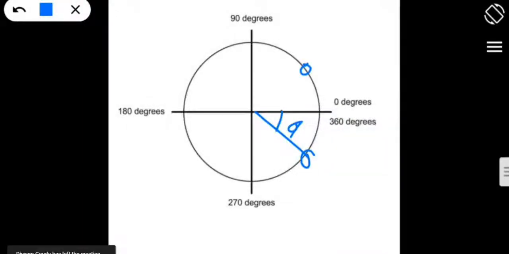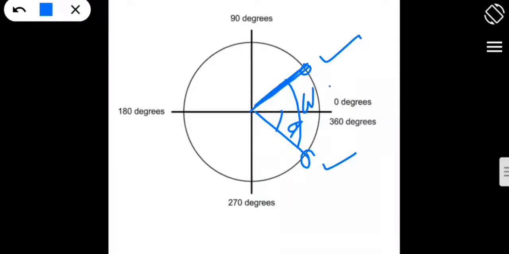After some time it has reached this point. So the total angle from the initial point to the final point is omega t. This total angle is omega t, right?